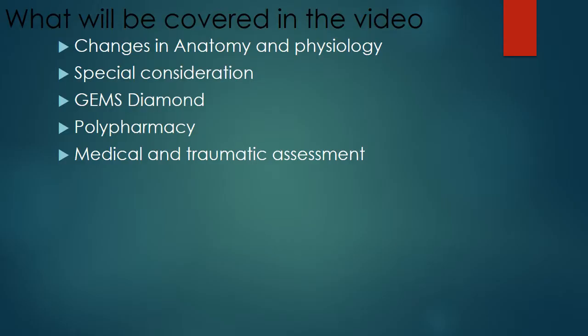So here's just the things we're going to cover in this video. We're going to run over the changes in anatomy and physiology, as well as some of the diseases that may occur in those systems. We're going to be hitting special considerations, just things you need to be aware of when treating a geriatric patient. We're going to hit GEMS Diamond, which is an assessment system used for assessing elderly patients. Then we're also going to talk about polypharmacy real quick, and then we're going to talk about medical and traumatic assessments and things involved with that.